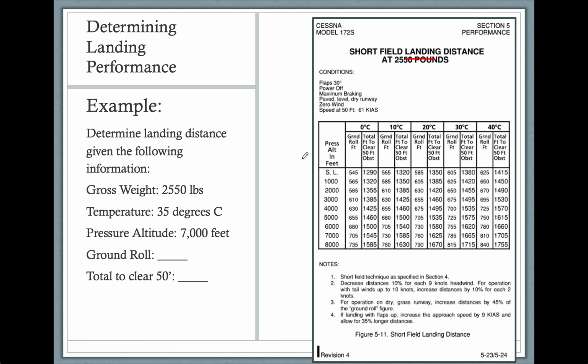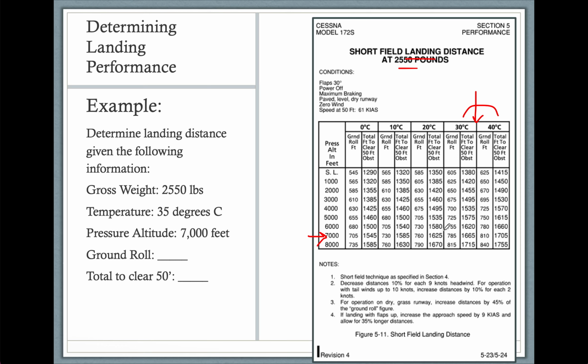So on this one, let's talk through this example. We're at 2550. We're at 35 degrees Celsius. So we're going to have to interpolate between these two values. And we're at 7,000 feet, so at least we don't have to interpolate there. Then I'm asking you both ground roll and 50-foot obstacles. And lucky for you, I'm not giving any wind or runway information here, so you don't have to do any conversions on headwinds or tailwinds or anything on this question.